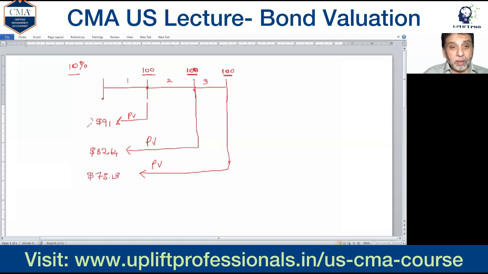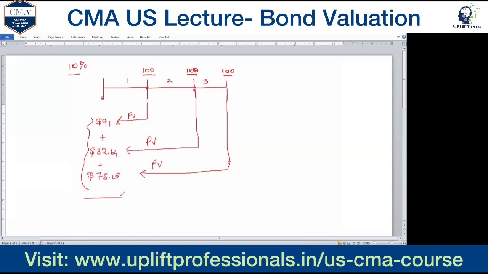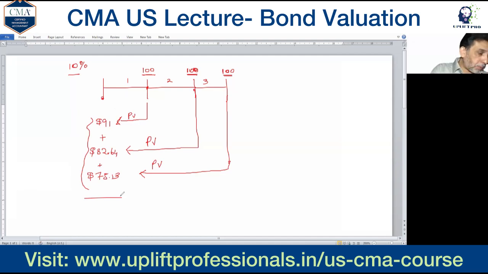The sum of all these three would be the amount you should put in the bank now. So add up all these three. 75.13 plus 82.64 plus 91 gives 248.77. This is the amount you should put in the bank today. See, it's much less than 300. If you put 248.77, you can withdraw 300 in the future. This is the present value of an annuity.